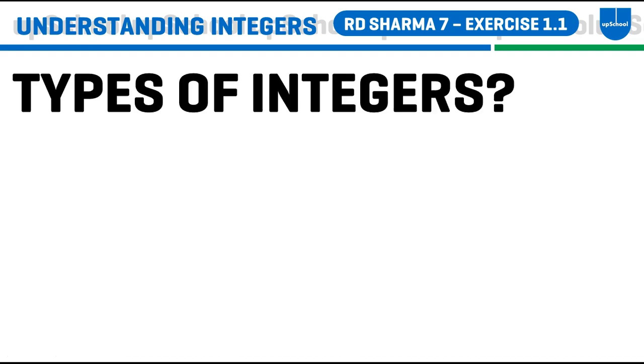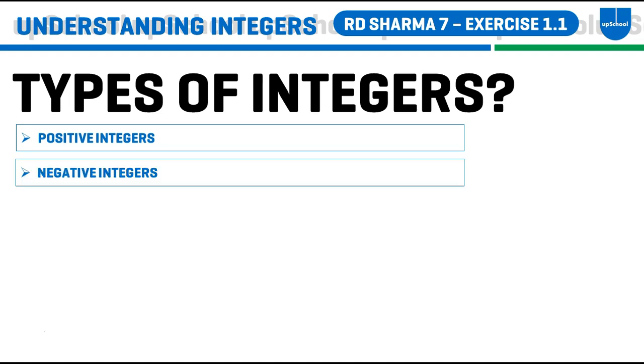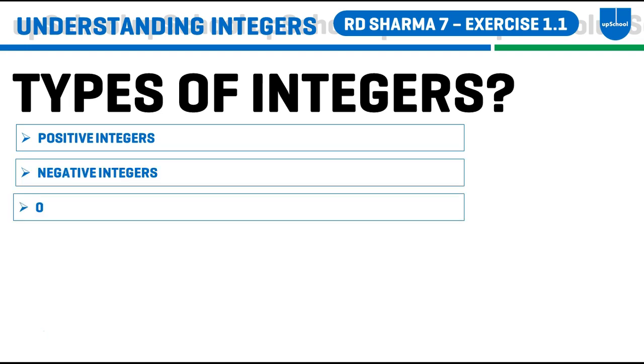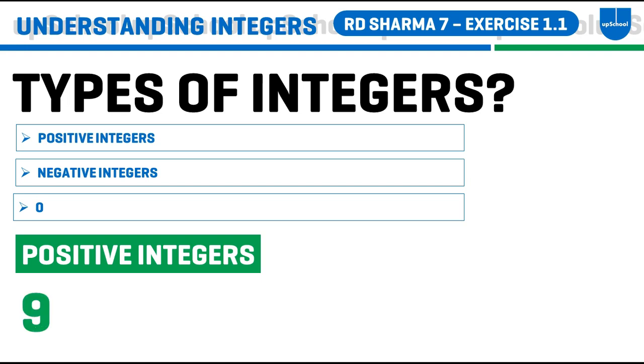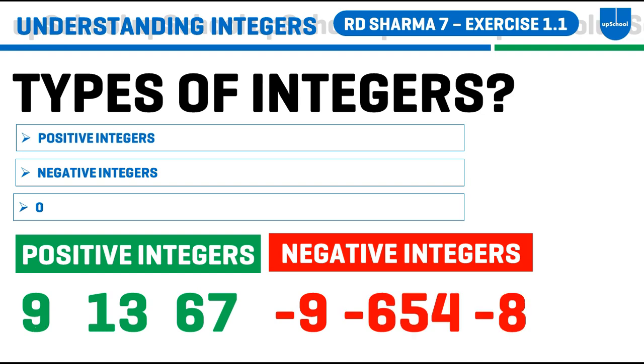So, types of integers. Well, there are actually three major types of integers: positive integers, negative integers, and 0. Okay, I'll be explaining why 0 is its own type of integer. Okay, so positive integers. Examples can be 9, 13, 67. Okay, it's basically an integer that has a positive value. Alright, so negative integers can be -9, -654, and -8.